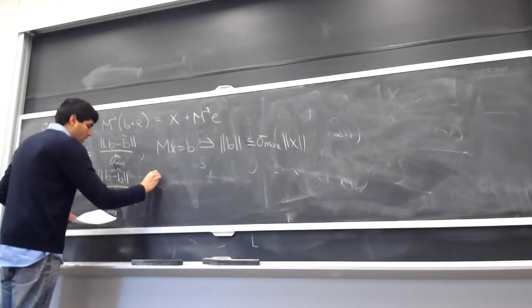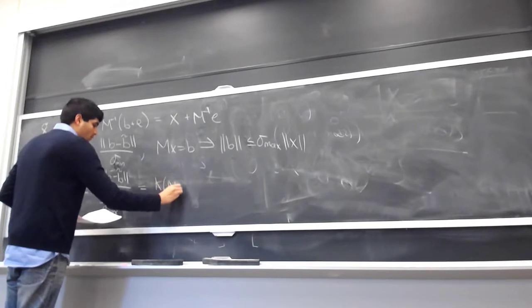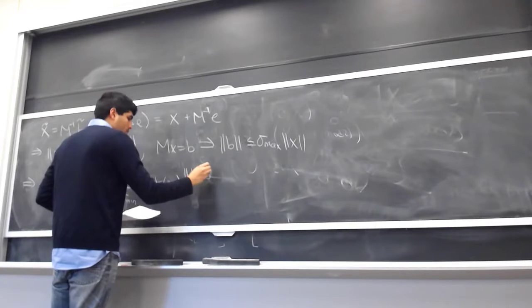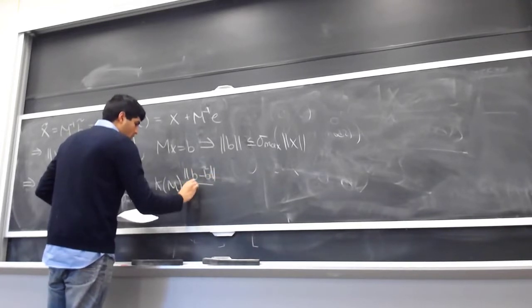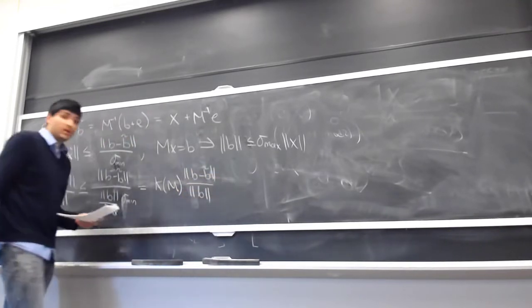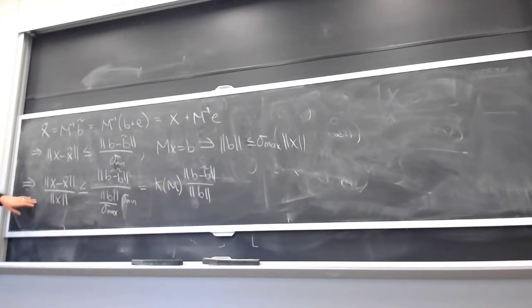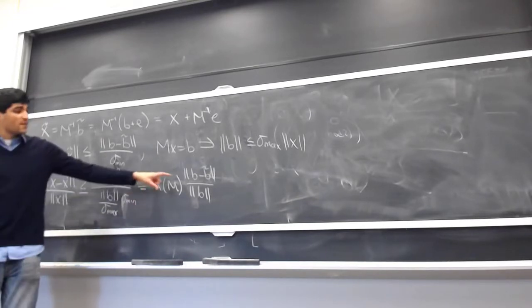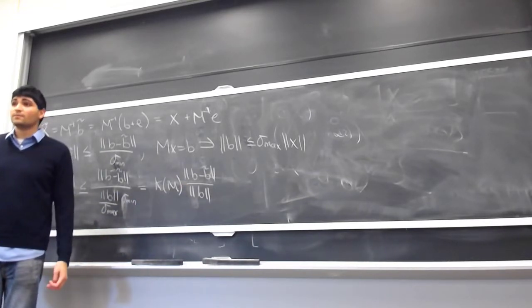And lo and behold, what I get is the condition number of M over the relative error in B. So the way to think about this is I care about the relative error, the ratio of the difference in x versus x tilde, compared to the norm of x itself, because that's what it's fair to compare against. That's the norm of the thing I'm looking for. And that in general is bounded by the condition number times the relative error in B.